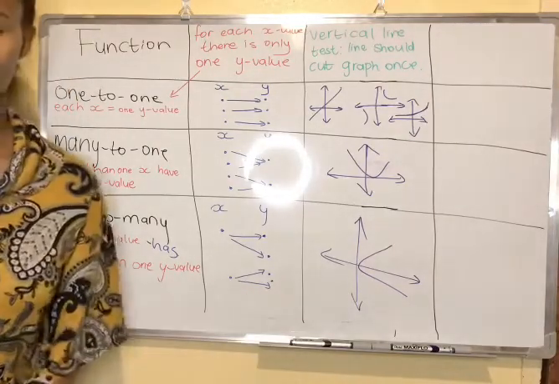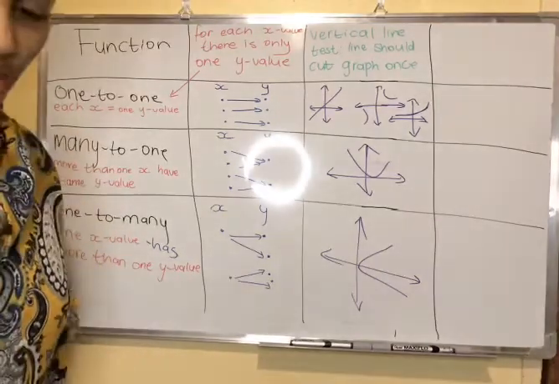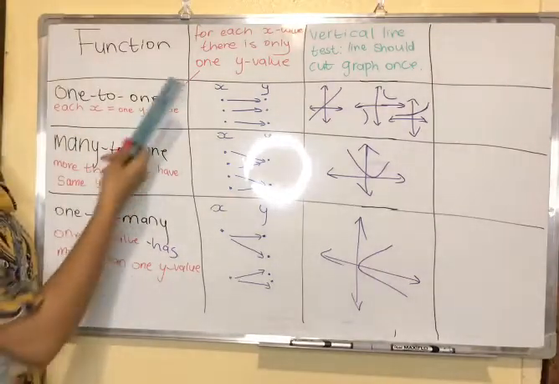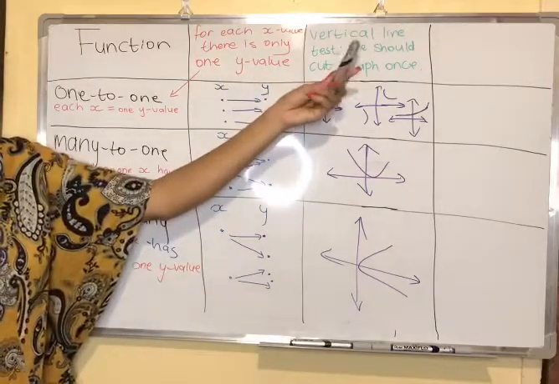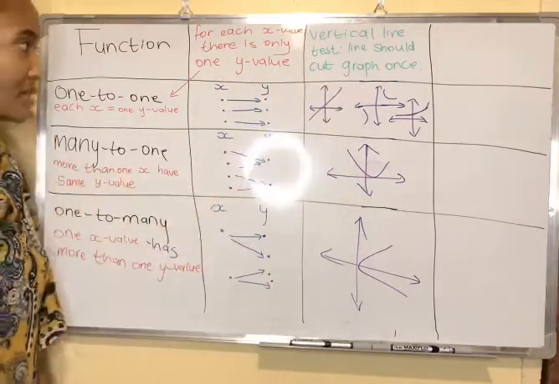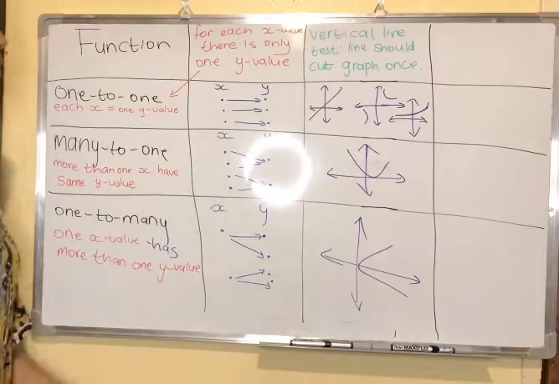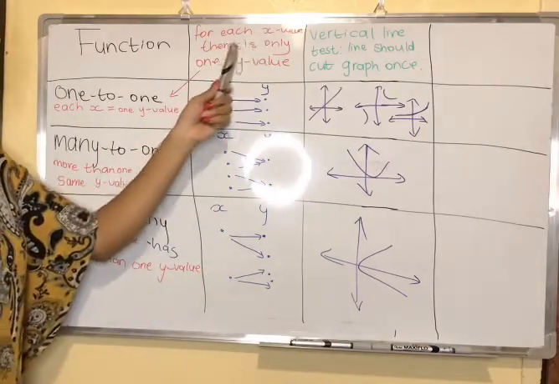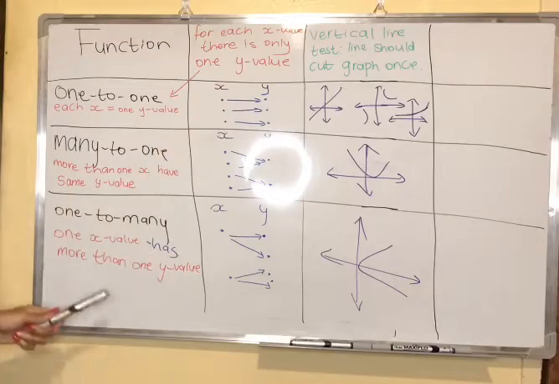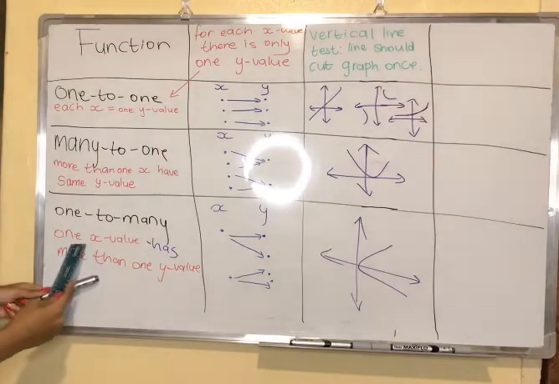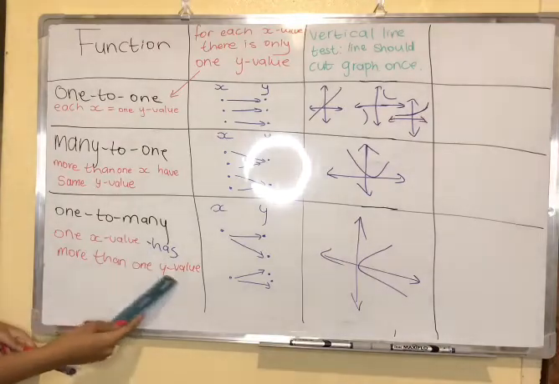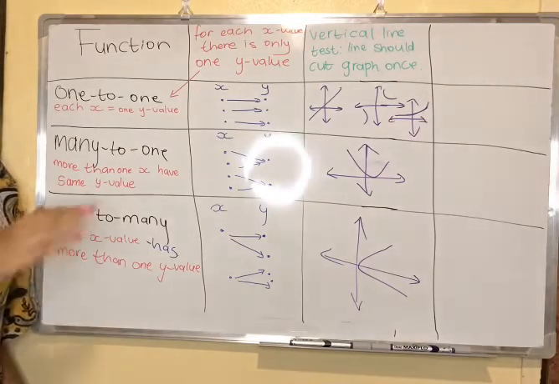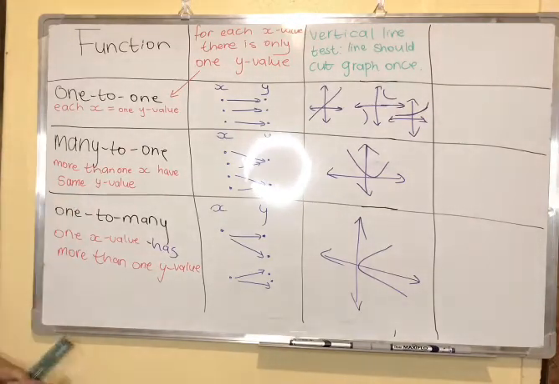If we're going to do the vertical line test, for each x value there's only one y value, and the vertical line should cut the graph once. First, let's deal with this one. One x value has more than one y value, meaning it's not a function at all. Why? Because it doesn't satisfy the same definition.